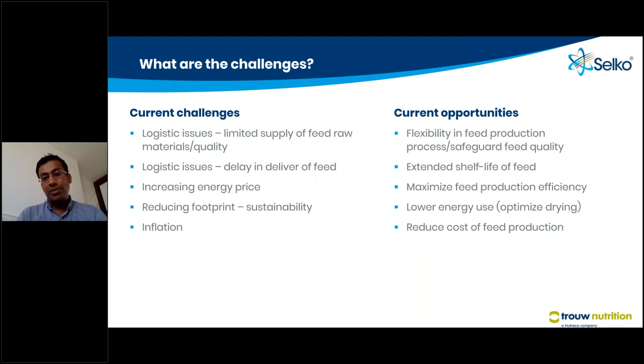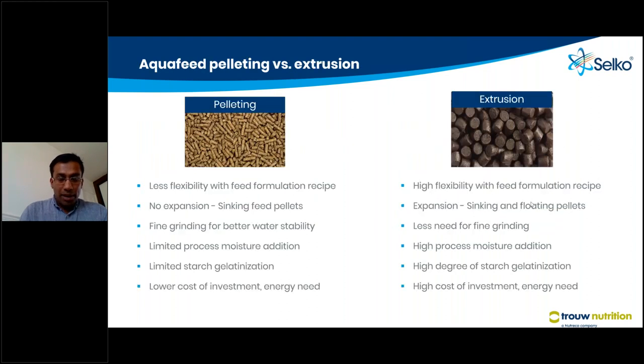So these are the challenges, but of course it brings the opportunity, if you're able to maximize the feed production, extend shelf life, or reduce the energy, and overall it will reduce the cost of production. These are the opportunities, and in this presentation I'm going to touch upon how we can snatch these current opportunities. Moving on to the next one.